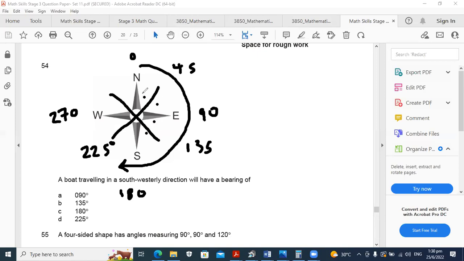So it says a boat traveling in a southwesterly direction. So southwesterly direction would be between south and west. So that would have been the best answer. That is actually southwest, the 225.